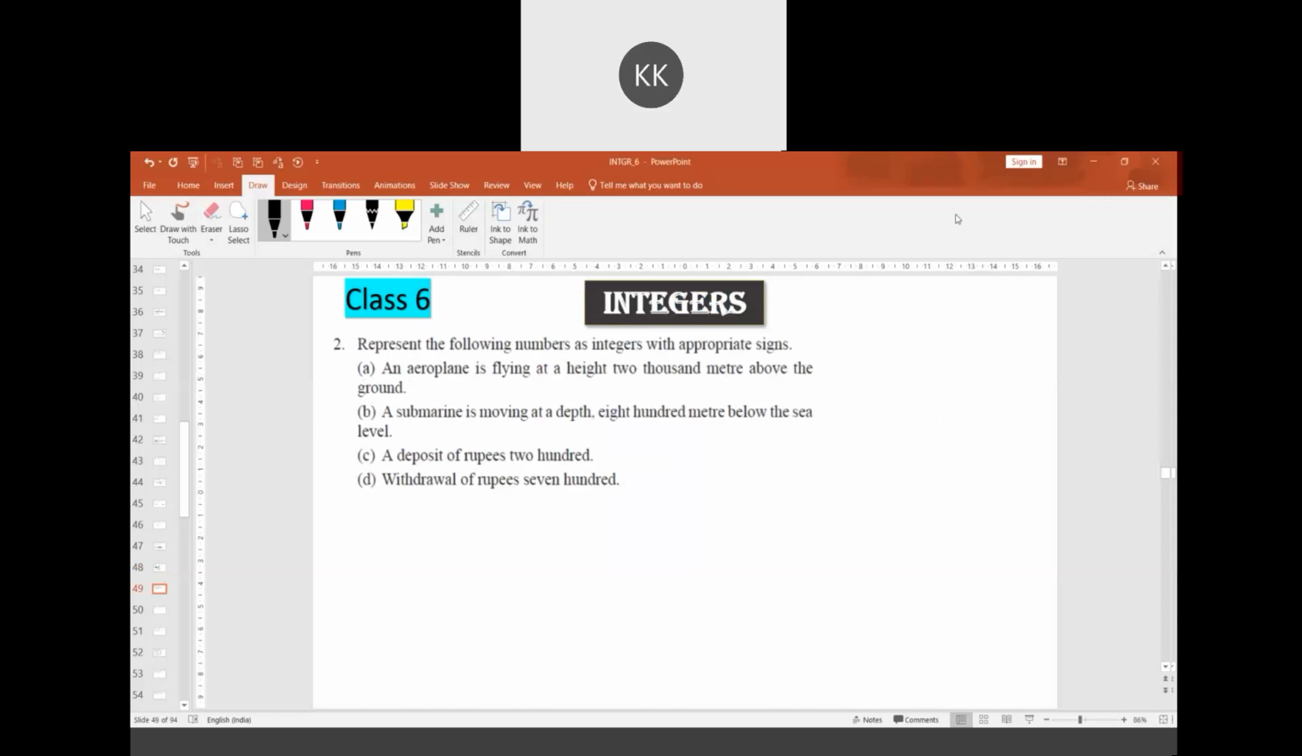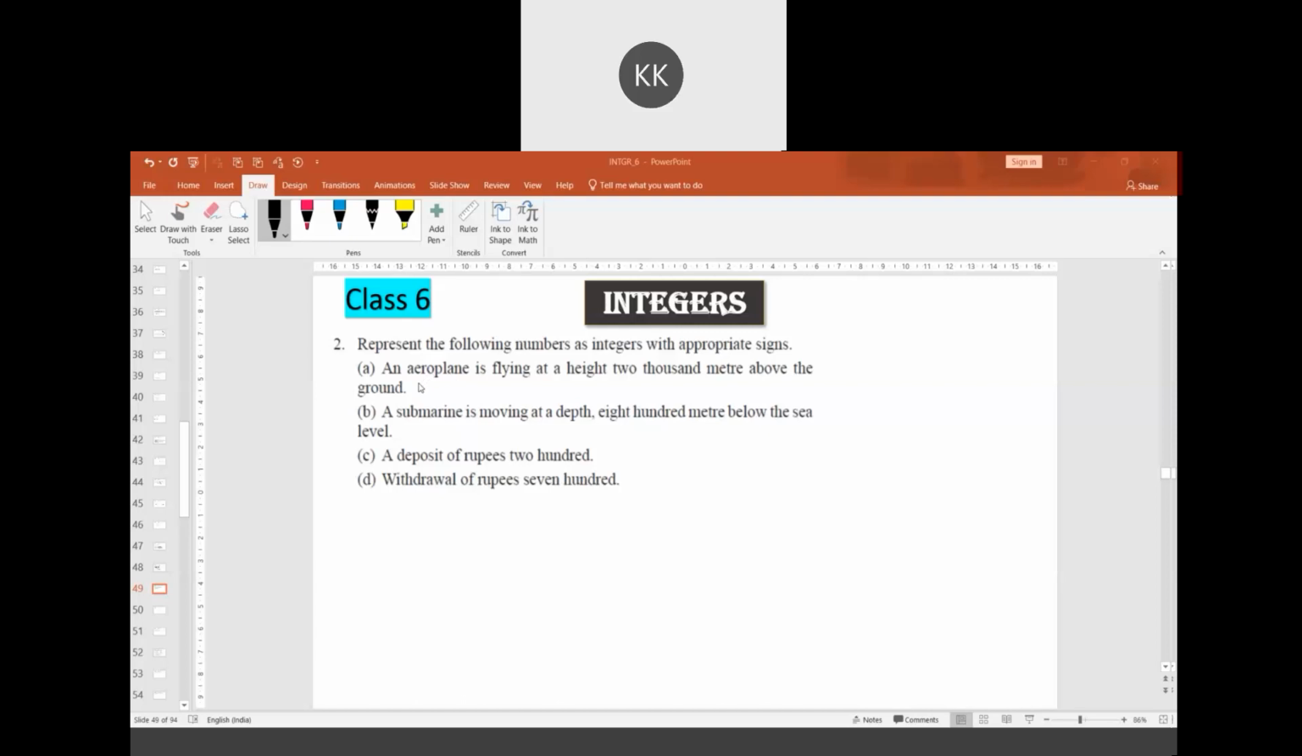Now the second question is to represent the following numbers as integers with appropriate signs. They have given some statements here. In these statements, we need to identify the number and we also should write a proper sign along with the number.